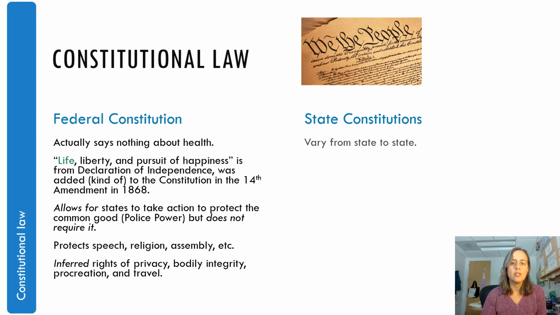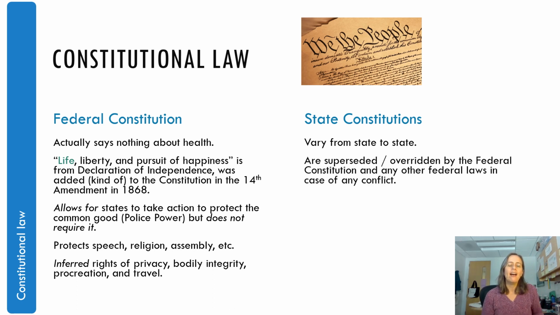We also have state constitutions, and they vary from state to state in terms of what they say, and we don't have time to go into that, but just know that you have more than one constitution that applies to you as a citizen because you're a citizen of our country and of a particular state. What's important to know about any state law, whether it be constitutional or otherwise, is that it can always be superseded or overridden by the federal law. Anytime there's a conflict between what a state law says and what a federal law says, the federal law takes priority. It always overrides it.